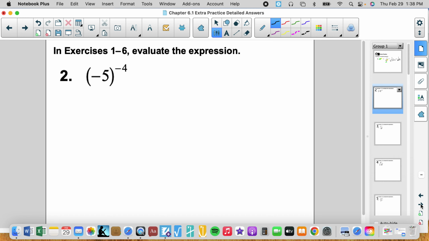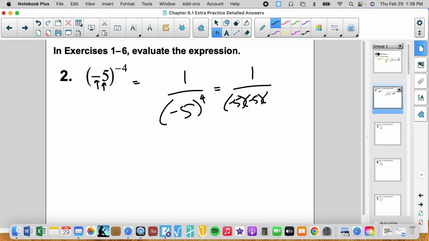Now, notice we have Chewbacca, and Chewbacca holds on to that negative with the base. So this is going to be equivalent to 1 over the quantity -5 to the 4th. And that is going to be equal to 1 over -5 times -5 times -5 times -5, which again is still 1 over 625. It stayed positive because there were an even number of negatives.